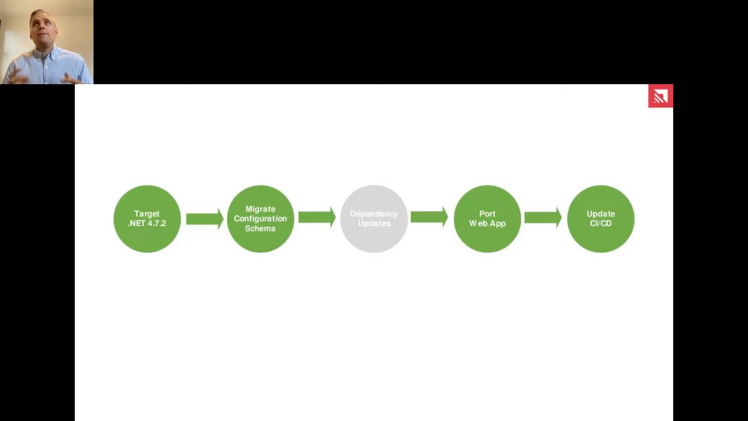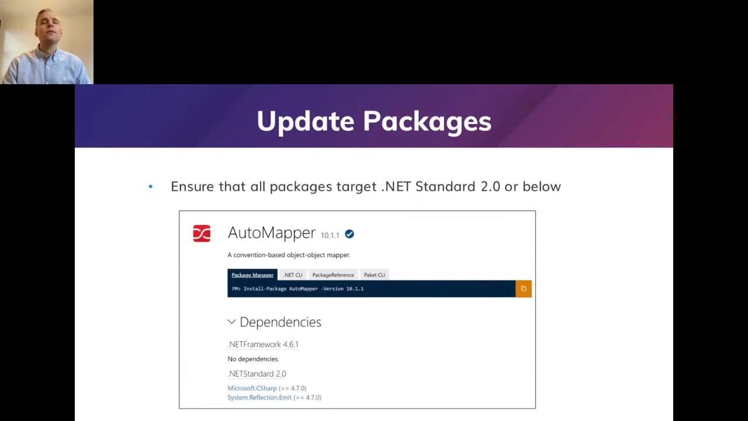Think about it from a standpoint that you have your web API and you have all these dependent projects underneath it that support this web API. What you want to do with dependency updates is make sure that all your dependencies for those non-web apps get updated and refreshed. Basically, you want to go over every NuGet package you have and find a version of that NuGet package that targets .NET Standard 2.0 or below.